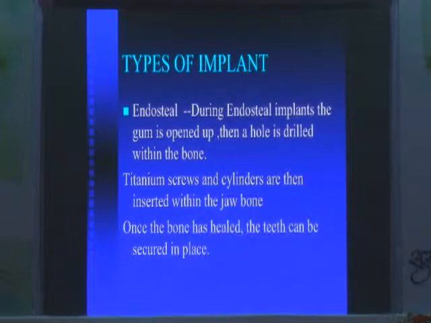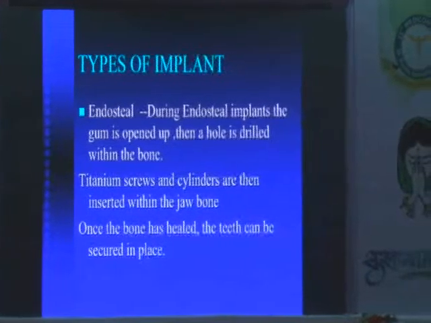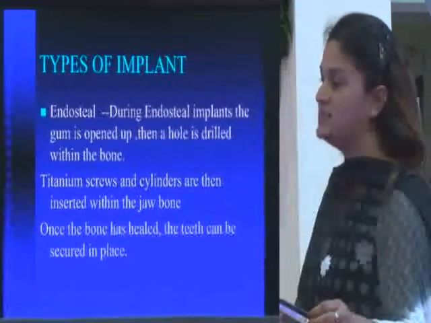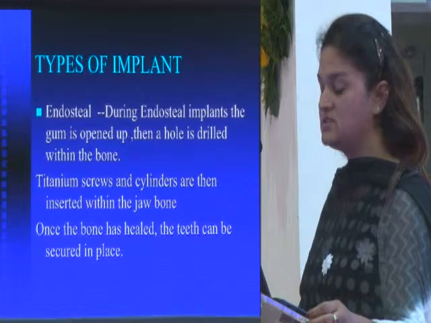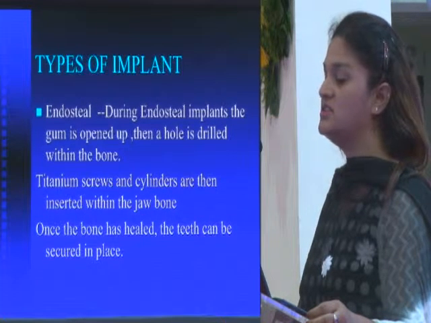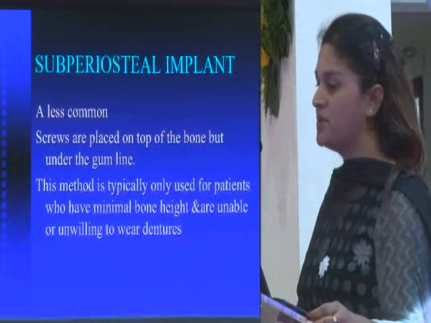Now there are three different types of implants. First is the endosteal. Now during this endosteal, the gum is opened up, a hole is drilled within the bone, titanium screws and cylinders are then inserted within the jawbone, and once the bone has healed, the teeth can be secured in place. The second one is subperiosteal.